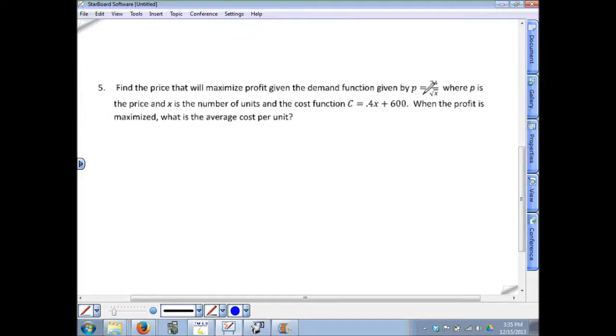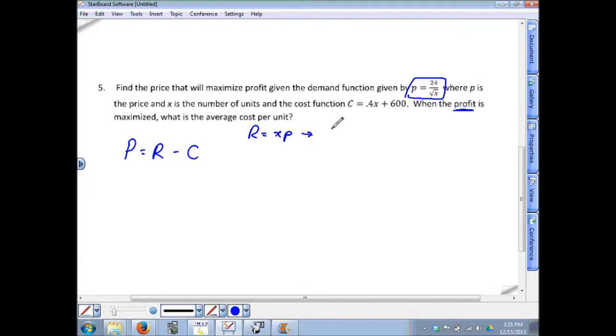So a similar situation here, except the demand function has already been given to us, and the cost function has already been given. We don't have to generate our own functions here. When the profit is maximized, what is the average cost per unit? So I guess we do have to build a profit function. Profit is equal to revenue minus cost. Revenue is equal to number of units times the demand for that unit.